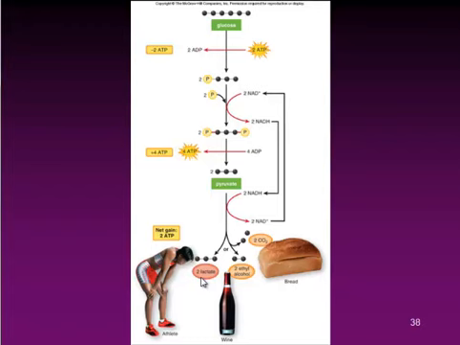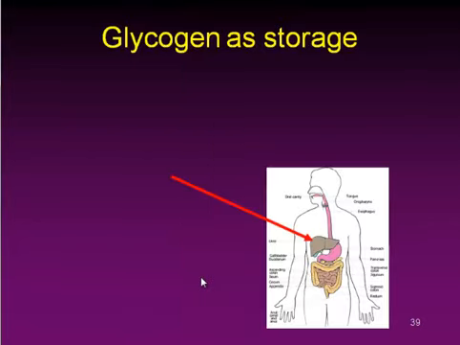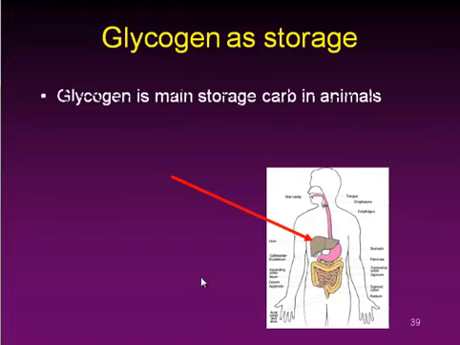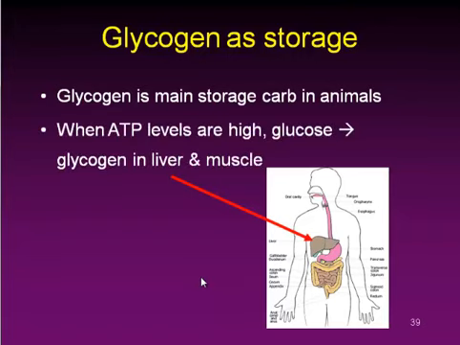Now, what about storing sugars? When you're eating bread, obviously you're burning that, but your body actually is able to store some sugars, and it stores it in the form of glycogen. Glycogen is, and we mentioned this actually in the macromolecule lecture, the main carbohydrate storage medium in animals. And when ATP levels are really high, that is, you've got plenty of energy in your body, well then any glucose that is in your body simply gets stored in the form of glycogen in your liver and to some degree in your muscles too.